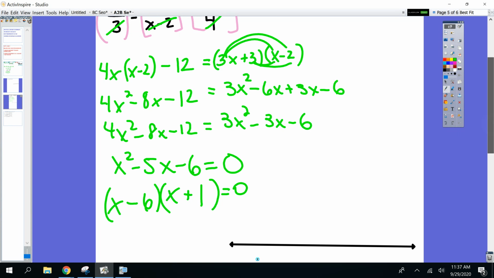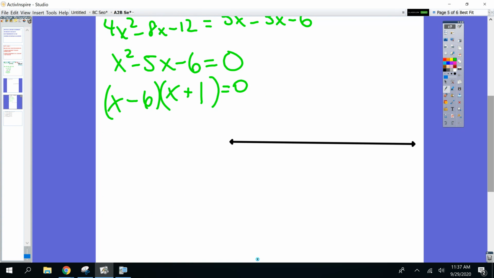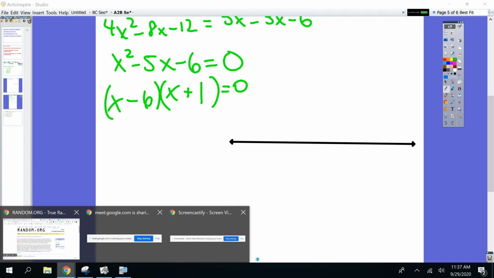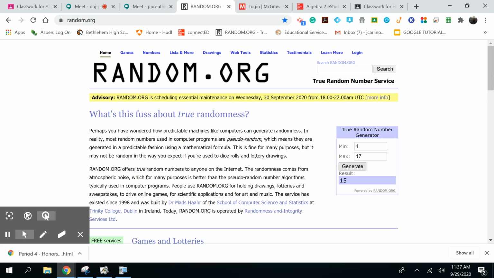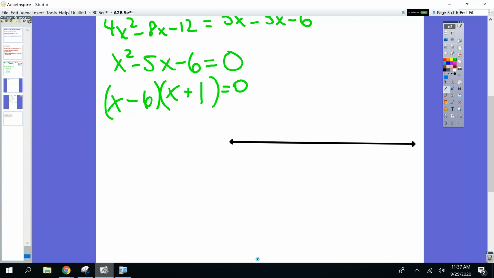Okay, so what are my two answers here, which are going to become our critical values again? Katie, go ahead. What are my two answers here? X equals? Positive 6. And? Negative 1. Yep.